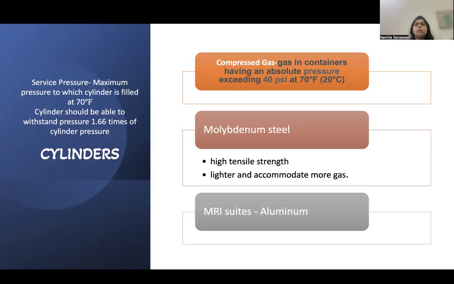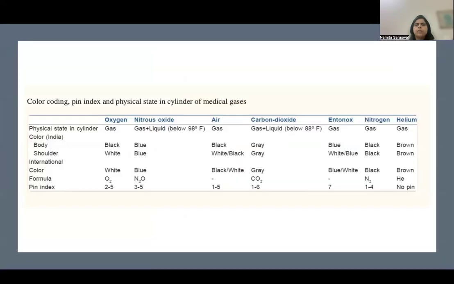There's one more term called service pressure. You should know the definition of service pressure also. The maximum pressure to which the cylinder can be filled at 70 degrees Fahrenheit is known as service pressure, and each and every cylinder should be able to withstand a pressure more than 1.66 times the service pressure. Now, knowing the color coding of the cylinder is very important. We know that the body of the oxygen cylinder is black and the shoulders are white.